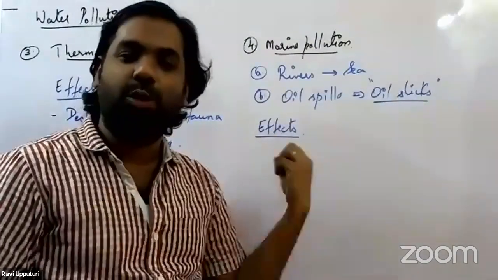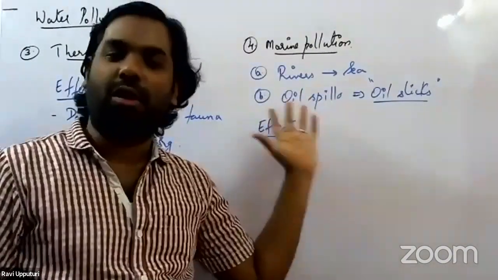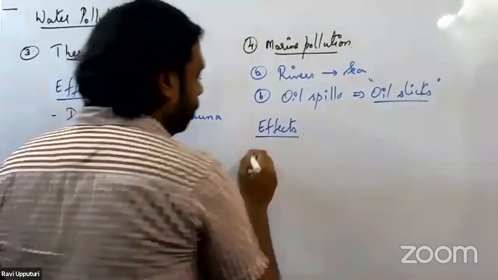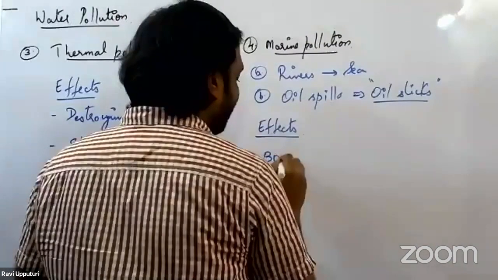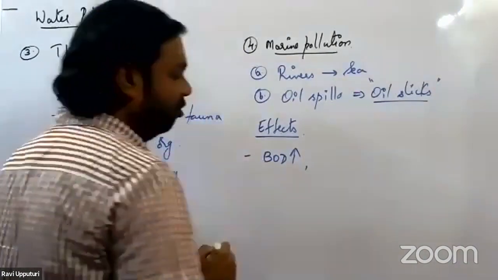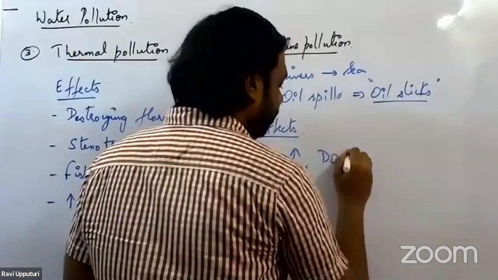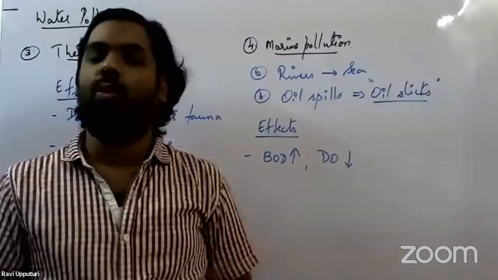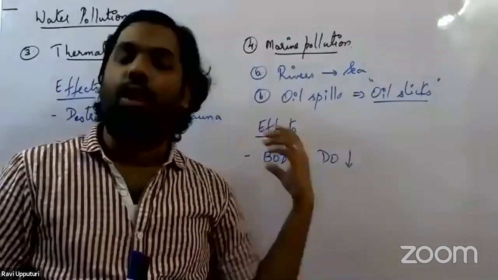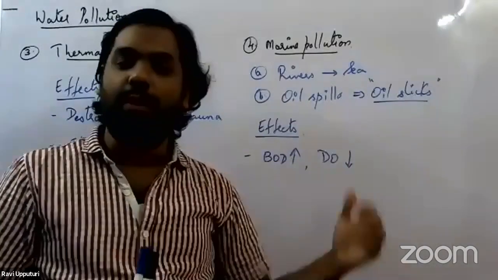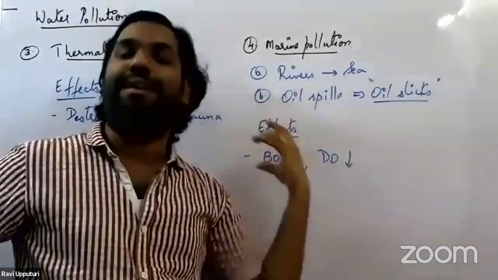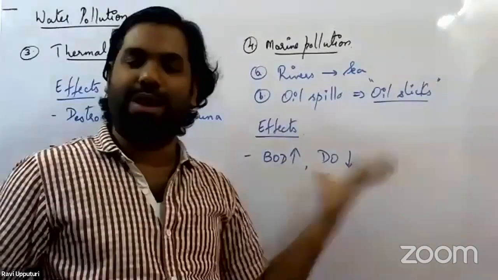Since there is a lot of organic matter being deposited in the seas, the BOD levels in the seas will start increasing. We know what happens if BOD increases: the DO levels will start decreasing. As the DO levels decrease, all the aquatic organisms in the water will die due to lack of oxygen. That is one major thing.